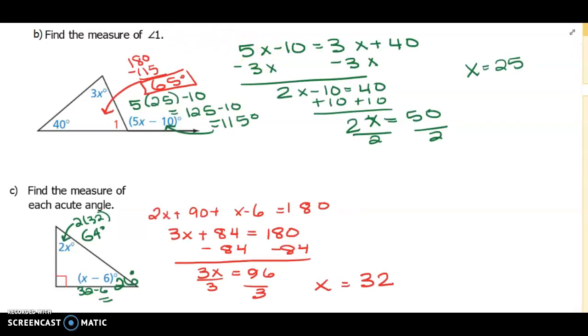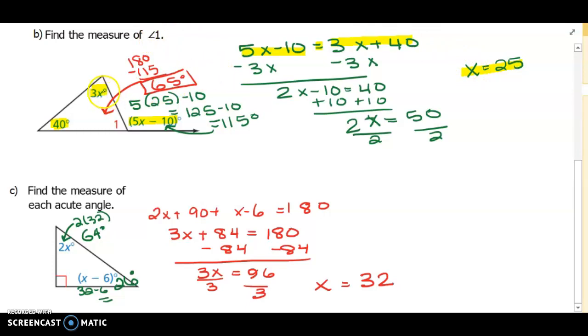All right, so go ahead and check what you had against mine. So using the exterior angle theorem, we know that the exterior angle is equal to the two non-adjacent interiors added together, so 3x plus 40, okay? And so when I go through and do algebra, I solve and I get x equals 25. Now it wants me to find the measure of angle 1.